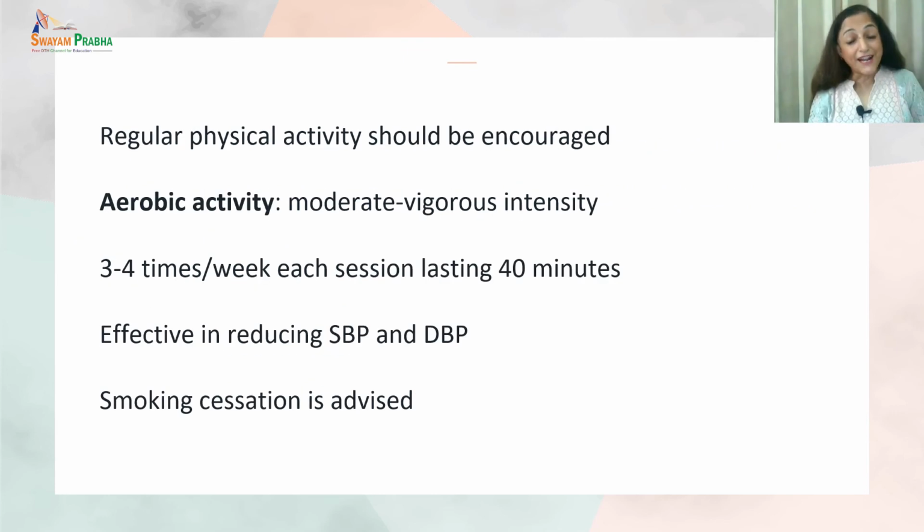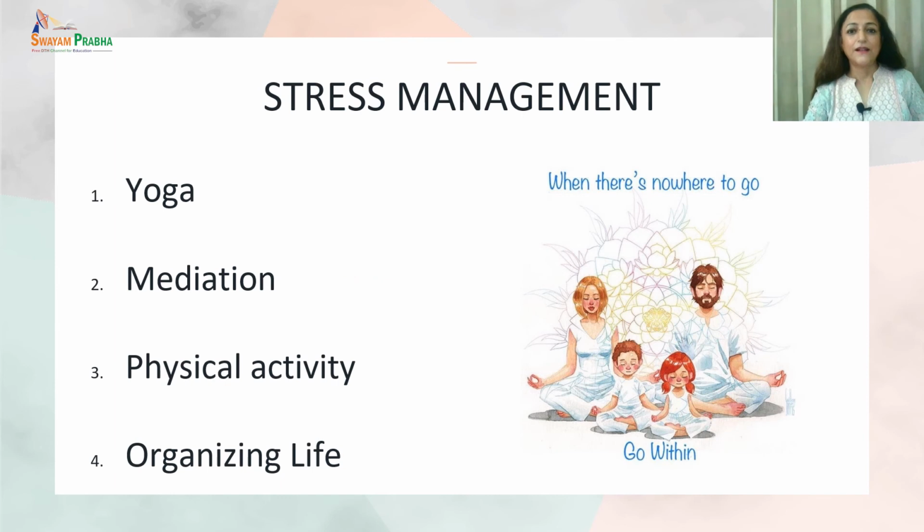Along with diet and lifestyle changes, regular physical activity should be encouraged. A person can go for aerobic activity, which is moderate to vigorous intensity activity, 3-4 times a week, and each session should be of 40 minutes. If the person is able to follow this routine, it is effective in reducing both systolic blood pressure and diastolic blood pressure. Let us talk about stress management.